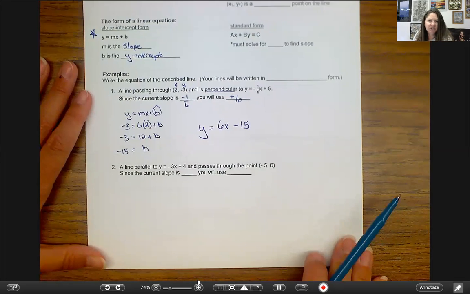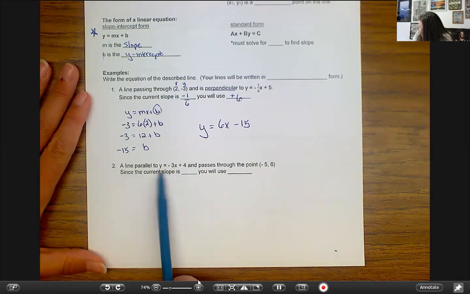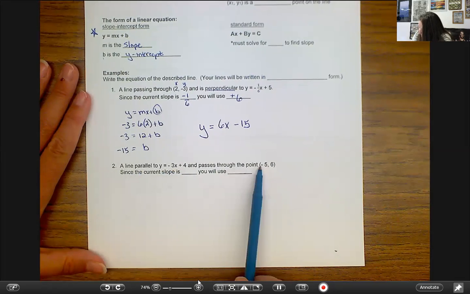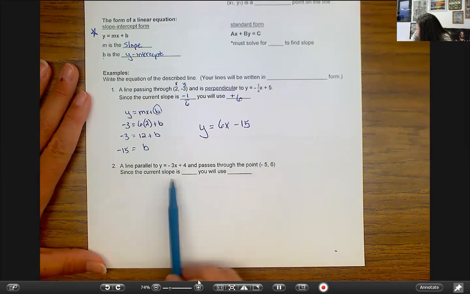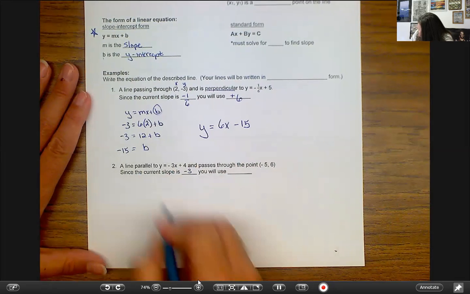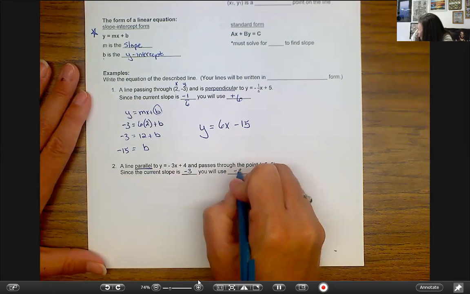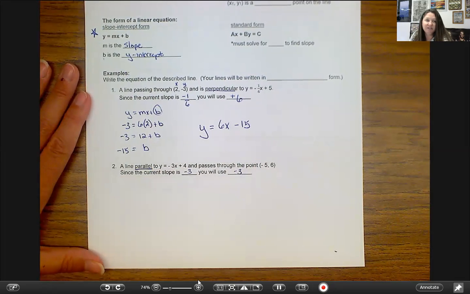All right, in number 2, we want to find a line that runs parallel to y equals -3x plus 4 and passes through this point, (-5, 6). Currently the slope of this line is -3. We want to be parallel to that, so we have to use one that's exactly equal. So our slope also has to be -3.